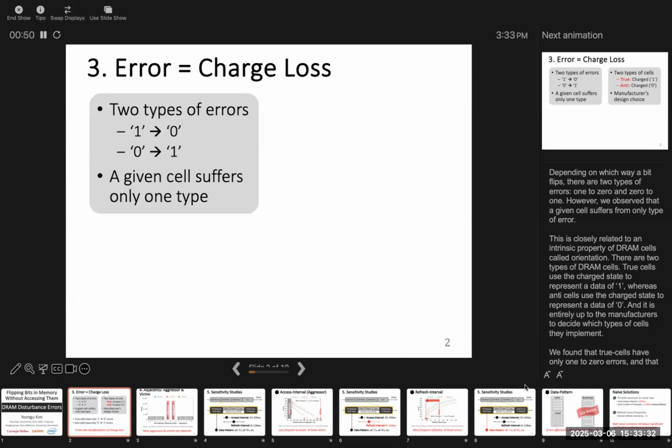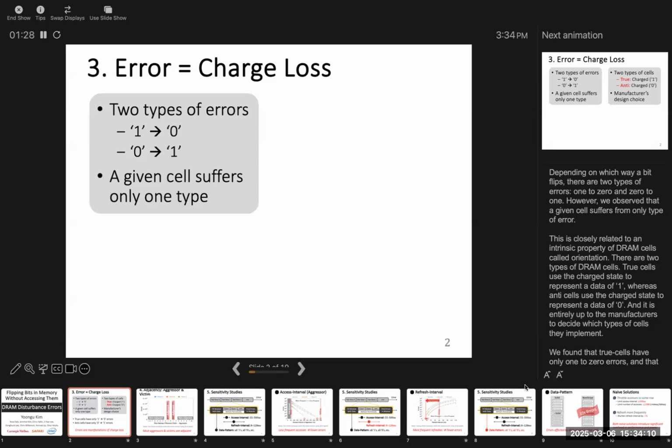So last time, the last slide we saw was, okay, they tested various memory modules and memory chips from different manufacturers, and then they show how many errors they can induce in each memory module from each manufacturer. And they saw that these errors because of row hammer started appearing in memory modules from 2010 onwards. And here in this slide they are defining error. So error is basically the charge loss.